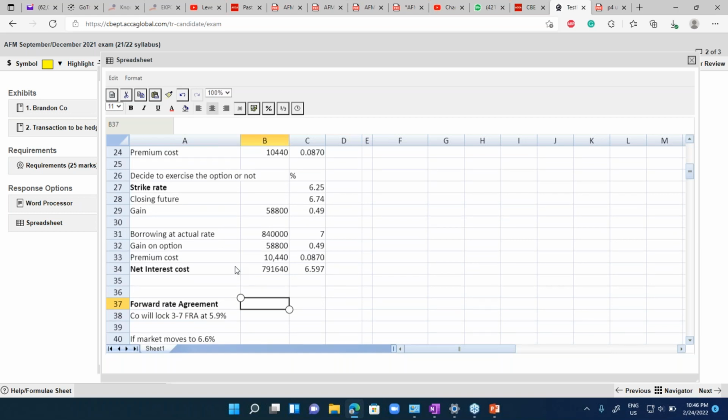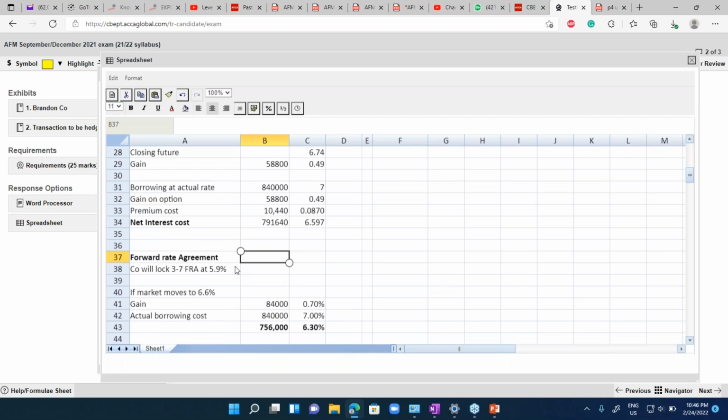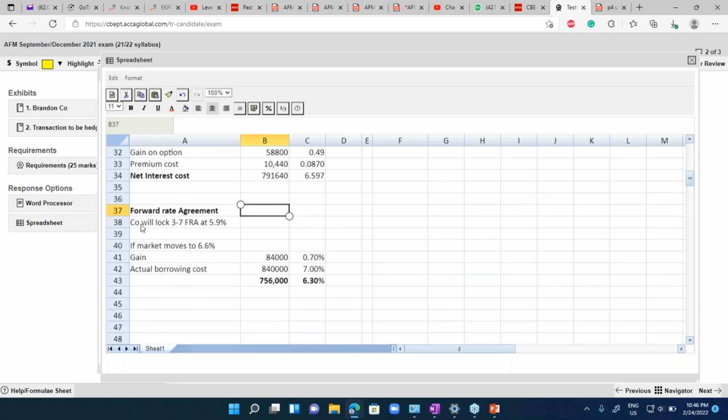Which calculation? Forward is very simple. Which contract have you locked at 5.9%? You have locked 5.9%. That means you have locked that you are going to pay 5.9%. Market moves to 6.6%, right? You have locked 5.9, market moves to 6.6. So that means you have a gain of 0.7%. You have locked your position at 5.9, market moves to 6.6. You have a gain of 0.7%.